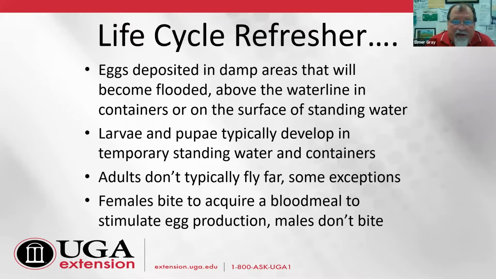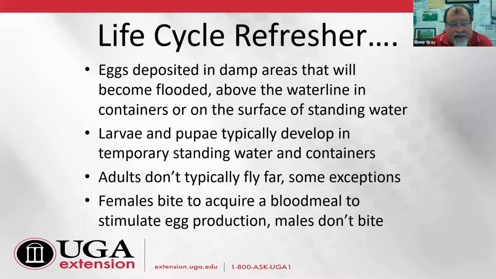Other mosquitoes will lay their eggs above the waterline in containers. Our Asian tiger mosquito is the most common of these. I'm going to talk more about it later. This is our most common pest. They lay their eggs above the water surface. The next rain raises the water level and these eggs will hatch. There are a large group of mosquitoes that will lay their eggs on the surface of standing water. And all of these produce larvae and pupae that require temporary standing water and containers for their development.